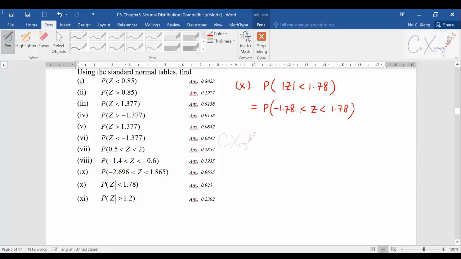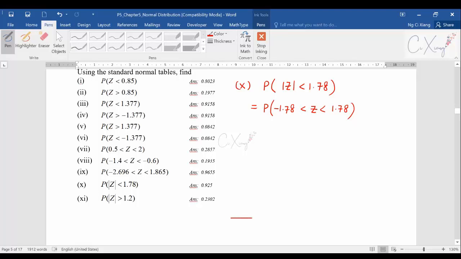The modulus sign in this inequality, you will learn only in A2 pure maths chapter 1. But generally when you have modulus z, it means it is between this number, but one is positive and one is negative. The detail of the formula we'll learn in A2 chapter 1 pure maths. Generally what you need to remember is this: z is between negative 1.78 and also 1.78.